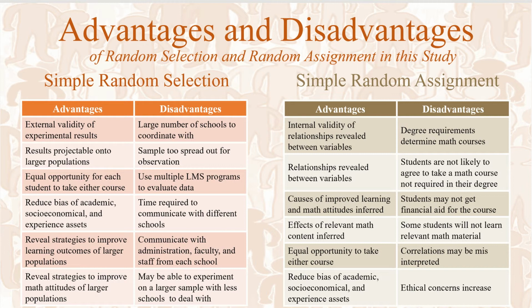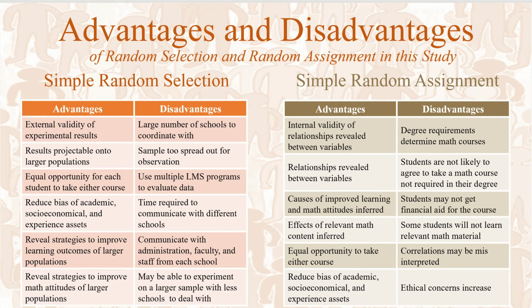Random assignment in this study means that every student has an equal chance of being assigned to the math course with relevant math content, and the chance of being assigned to the college mathematics course having life and career relevant content.